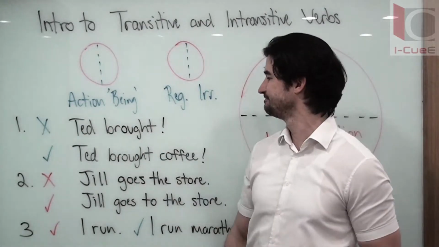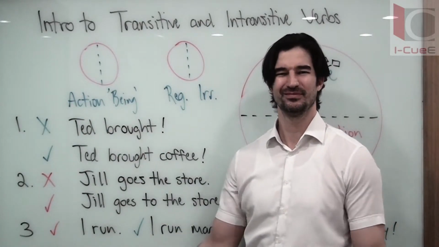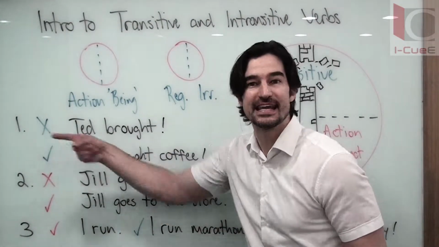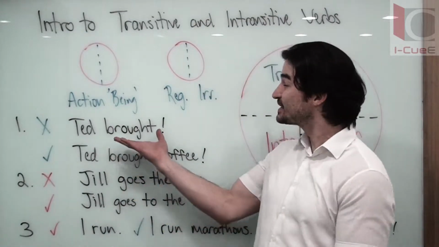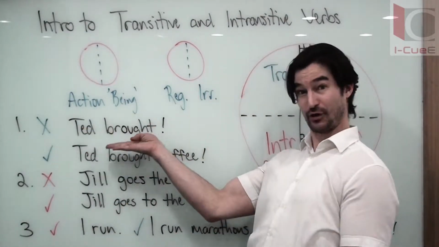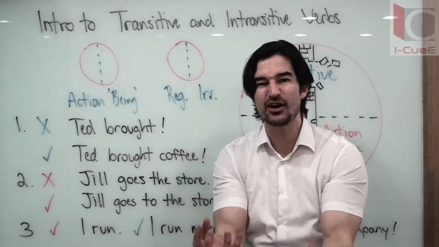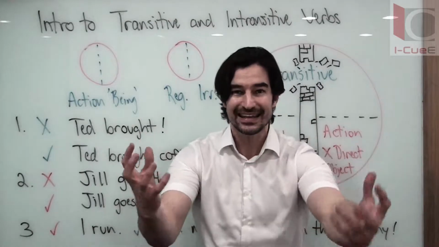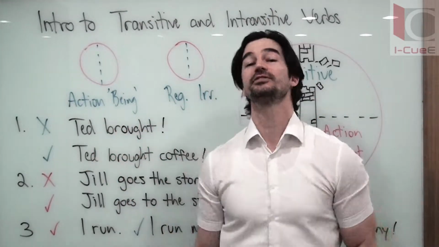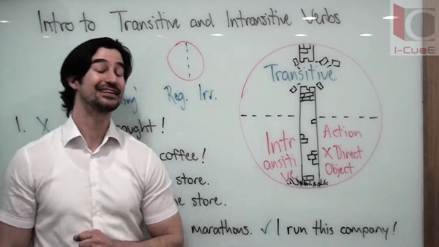Ted brought. That doesn't make any sense. That's why it's wrong. See, you can't have transitive verbs in two-word sentences. It doesn't work. You can't have subject, transitive verb. This kind of idea necessarily leaves you asking what? What is it? What did Ted bring? What? Tell me now! Well, I'll tell you. Ted brought me coffee.